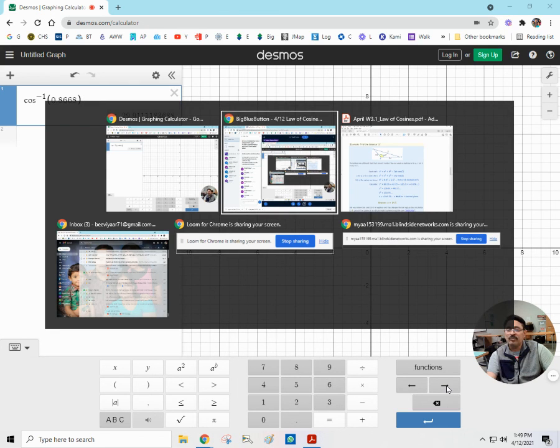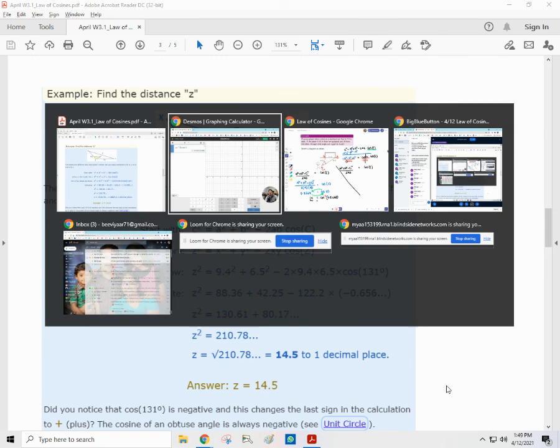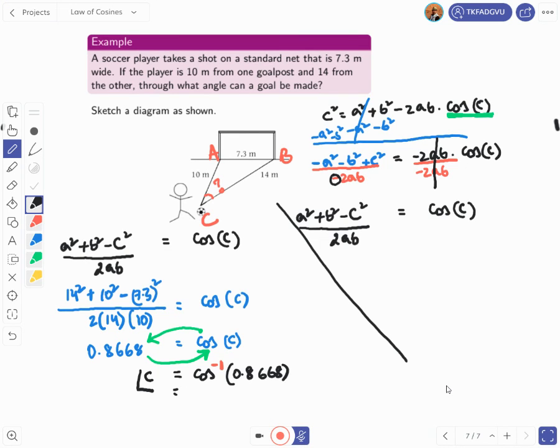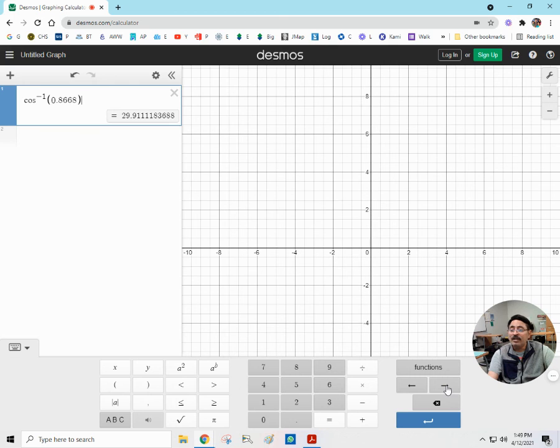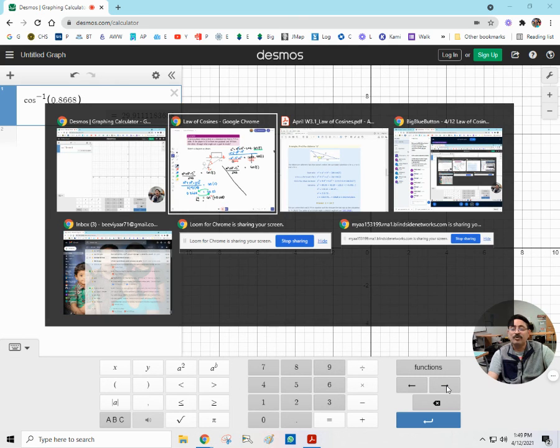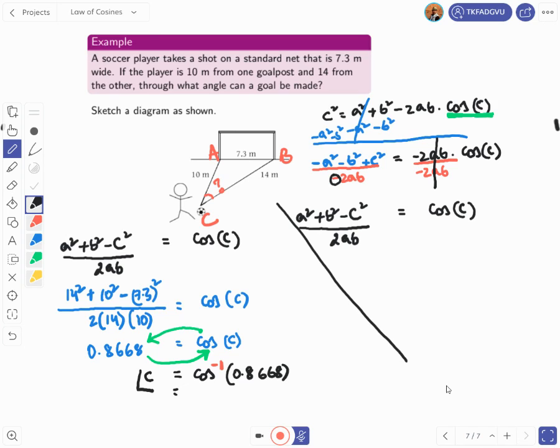Let me go back to the whiteboard. Yeah, my bad. Was it 29.91? Yes. So let's go back to 29.91. Therefore, the player has to kick the ball at an angle of 29.9. You may get a doubt: do players stop kicking and start thinking? No, no. This is only an example.